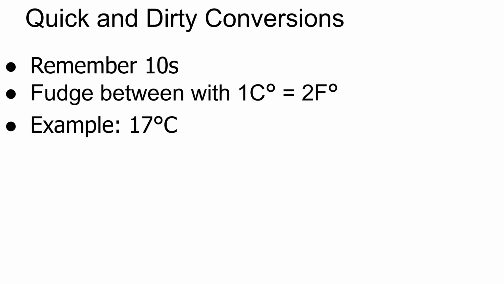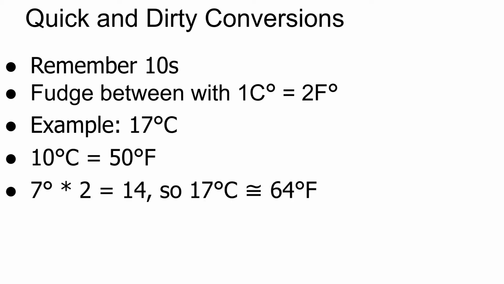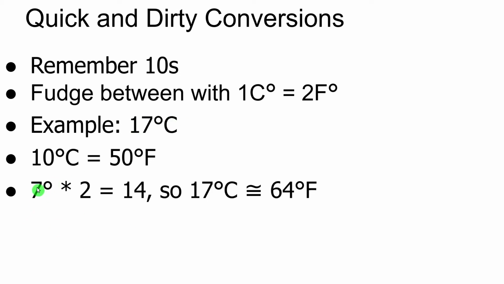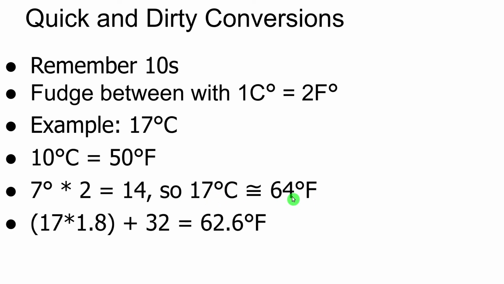Yeah, I'm going to do another one. So 17 Celsius. So 10 Celsius is 50. So you could start there and go, well, 10 is 50, right? So then we're left with 7. 7 times 2 is 14. So 17 Celsius is 64 Fahrenheit. And the actual answer was 62.6. It's close enough. Like I said, this is just so you have a rough idea.